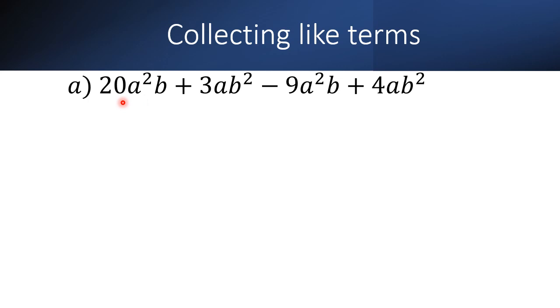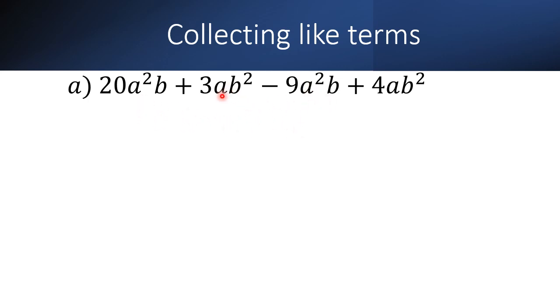If you look at the first term, it's 20a squared b. Now I need to look for any other term that has a squared b. If we study all the other terms in the expression, the other term that has a squared b will be negative 9a squared b. So it simply means that we need to collect the two and group them together.